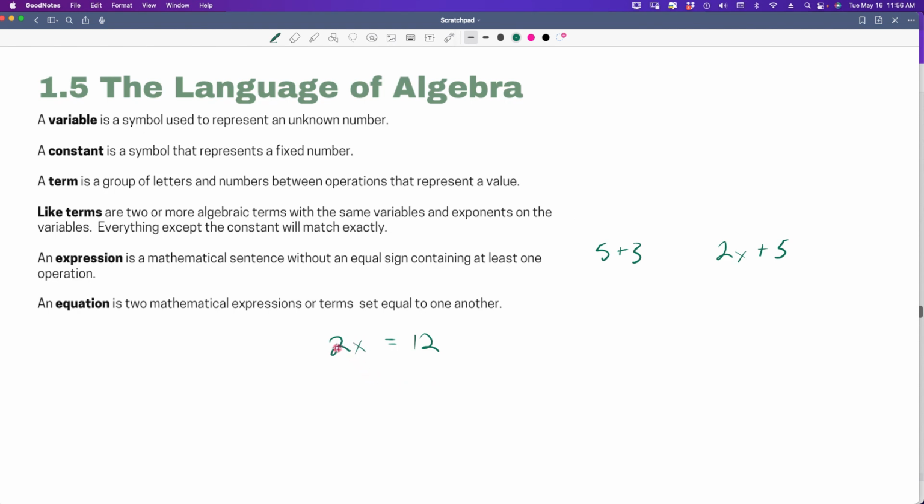And because this has an operation here, 2 times x, this is considered an expression because there is an operation implied, because we know that when we have constants and variables next to each other, that multiplication is happening there. Those are factors. So because of the operation present, this is an expression as well. So let's move on to our first example problem.